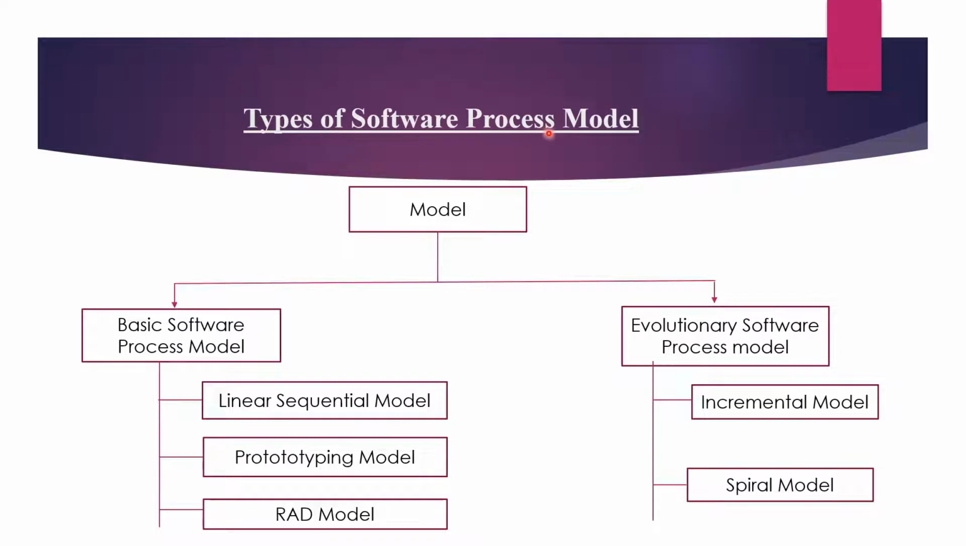Types of software process model. Basically, the software process model is integrated into one model, but further it is classified into two types, that is the basic software process model and the evolutionary software process model. In this video, we only cover the linear sequential model, the prototyping model, and the rapid application development model. We will further discuss the evolutionary software process model in the next video.